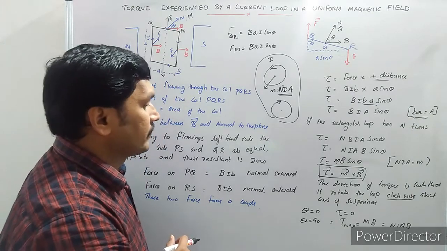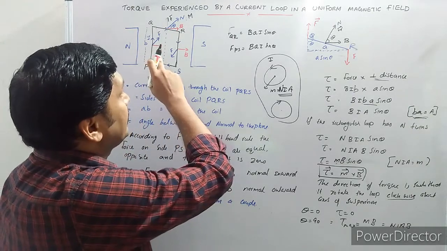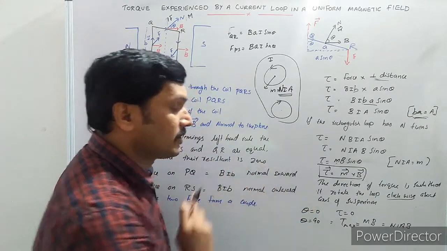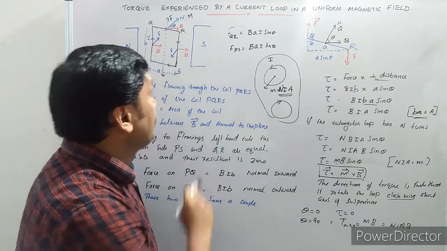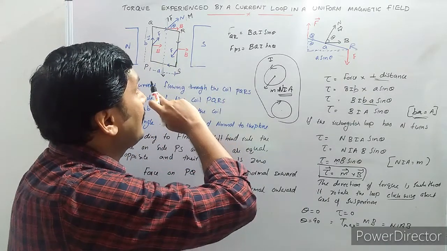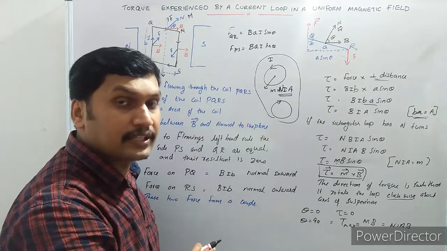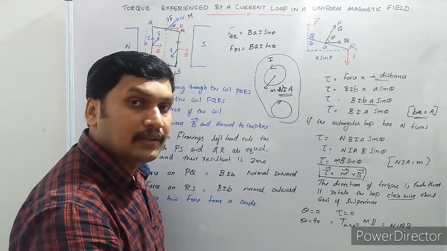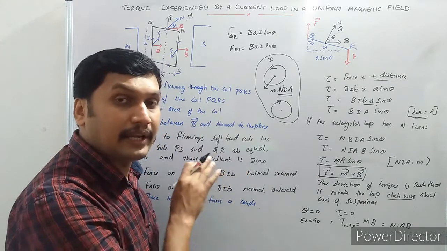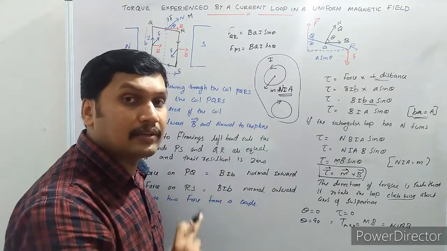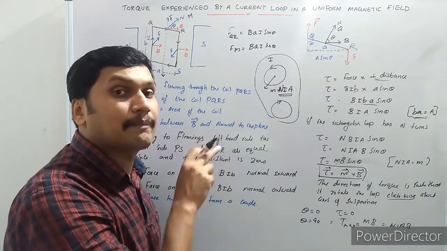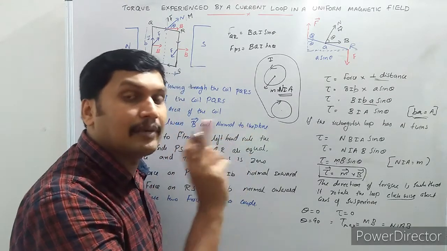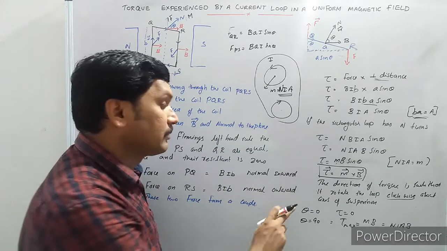Suppose at any instant the angle between the magnetic field and the normal is 0, that is, theta is equal to 0. Then the torque is equal to 0. That is, the plane of the coil is perpendicular to the magnetic field. If the plane is perpendicular to the magnetic field, the angle between the magnetic field and the normal is 0, so the torque is equal to 0.